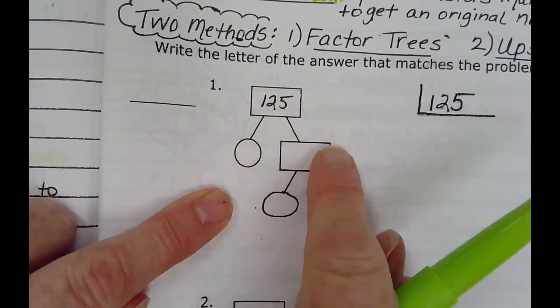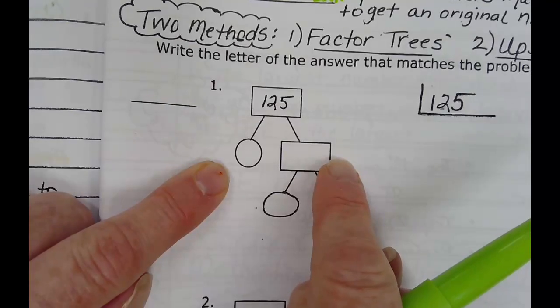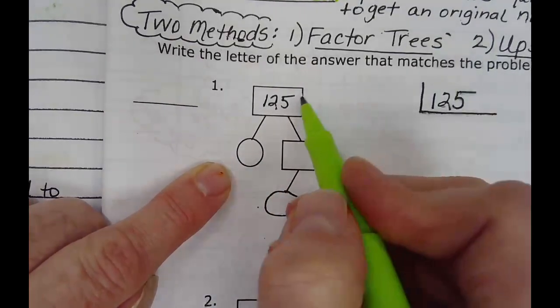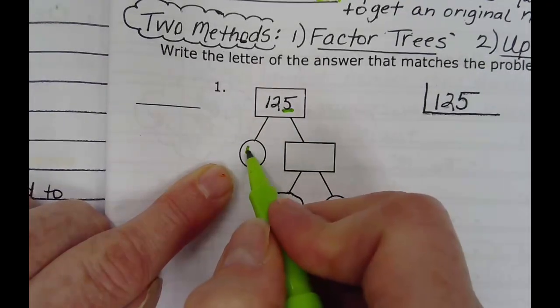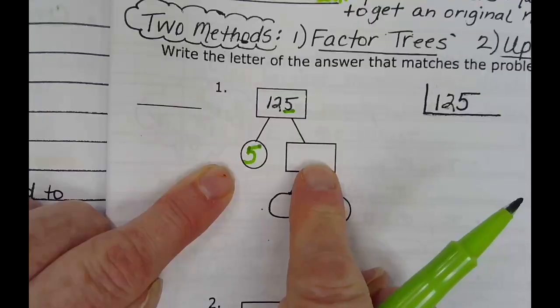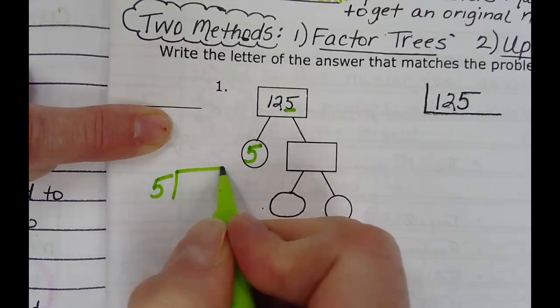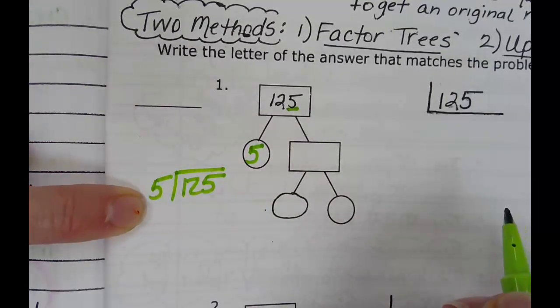I need to have two numbers. One is prime, one is composite. What number do I know I can divide into 125 evenly if it ends with a 5? A 5. So 5 times what number is 125? I don't know, so I might have to do some work. I don't have my times tables memorized that high.